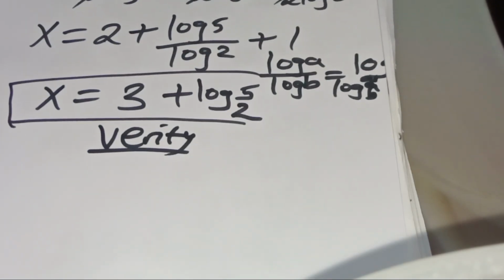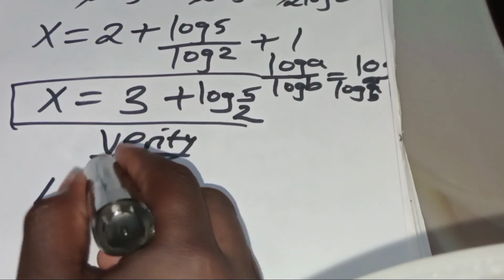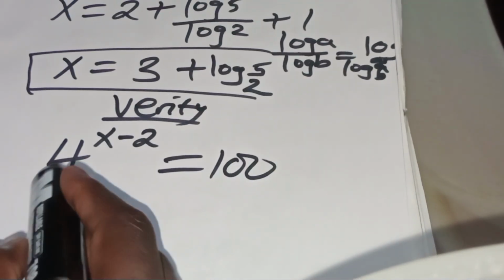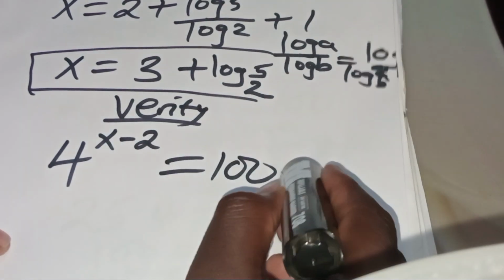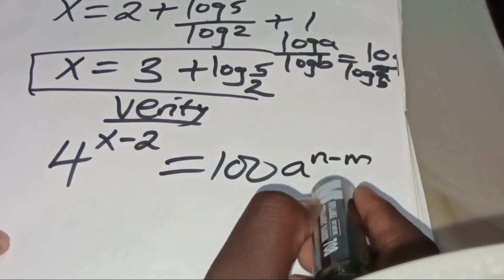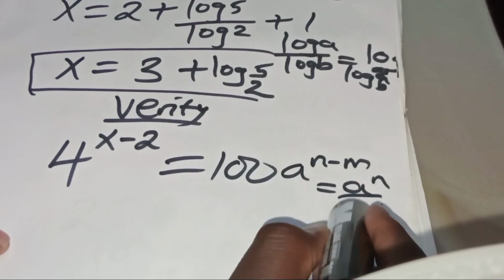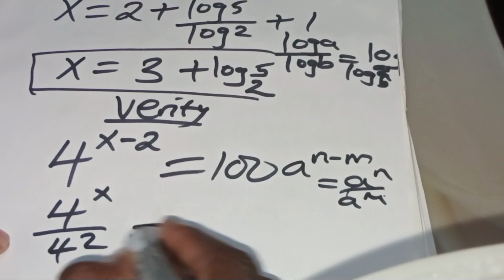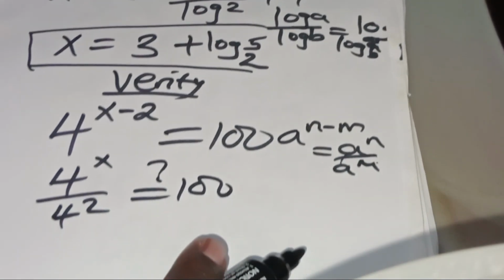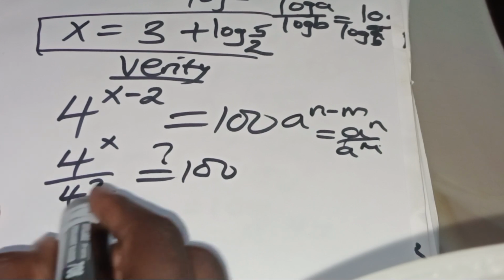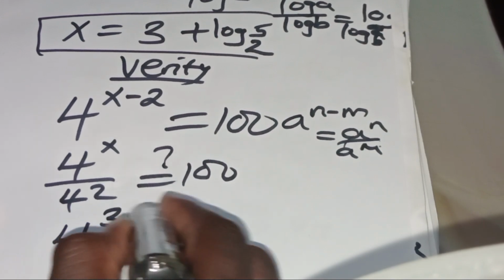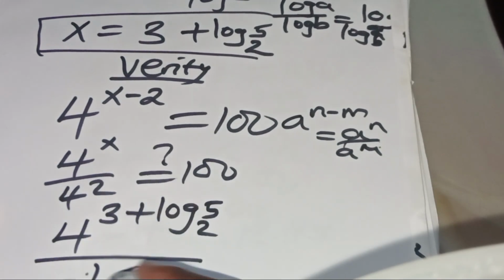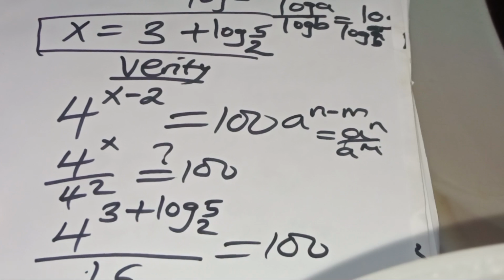Now if you recall, 4 to the power x minus 2 should give us a value of 100. We say this is in the form of a raised to the power n minus m, which you can express as a to the power n divided by a to the power m. So we'll have 4 to the power x divided by 4 squared. This should give us a value of 100. So substituting the value of x, we'll have 4 to the power 3 plus log 5 to base 2, divided by 4 squared, which is 16. This should give us a value of 100.